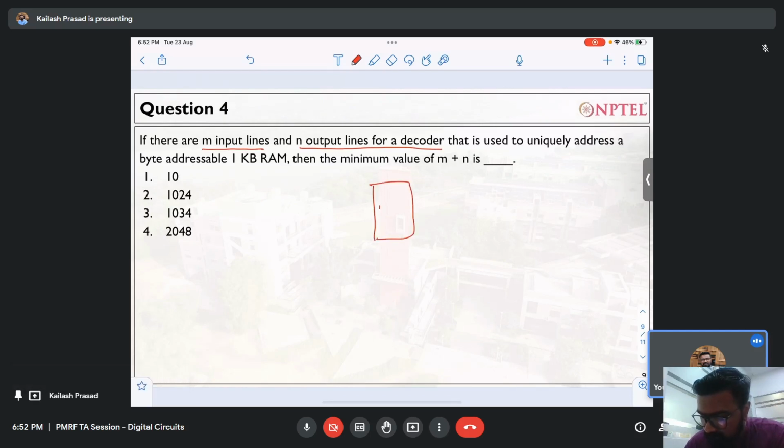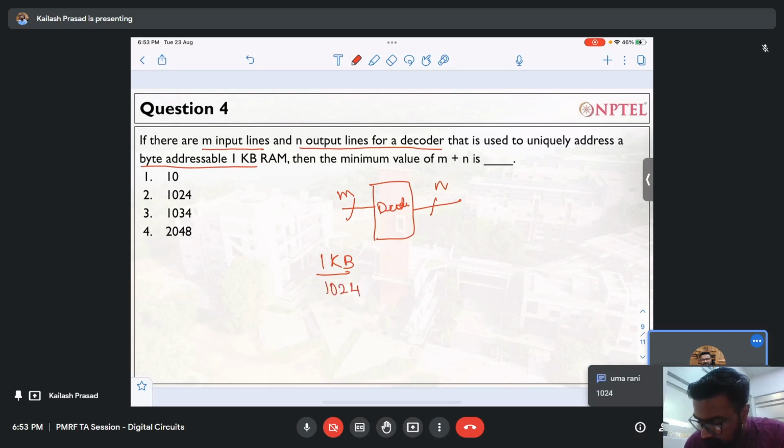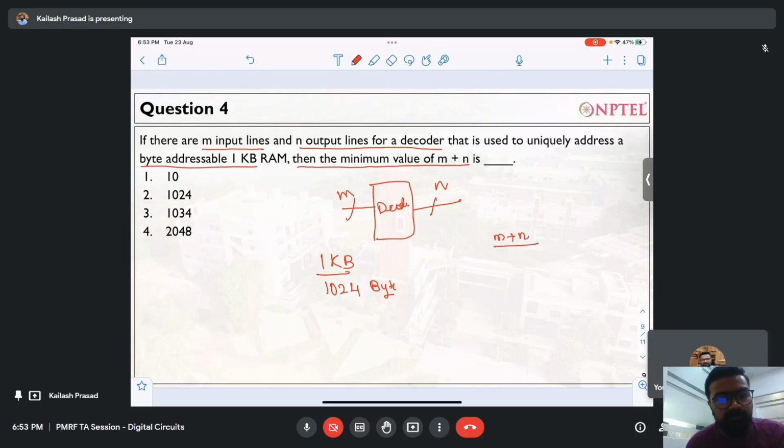So this is my decoding logic, my decoder. It has m inputs and n outputs, that is used to uniquely address 1 kilobyte of RAM. So this decoding logic is addressing 1 kilobyte of memory, and 1 kilobyte is 1024 bytes. What has been asked is the minimum value of m plus n. So you should tell me m, and you should tell me n also.